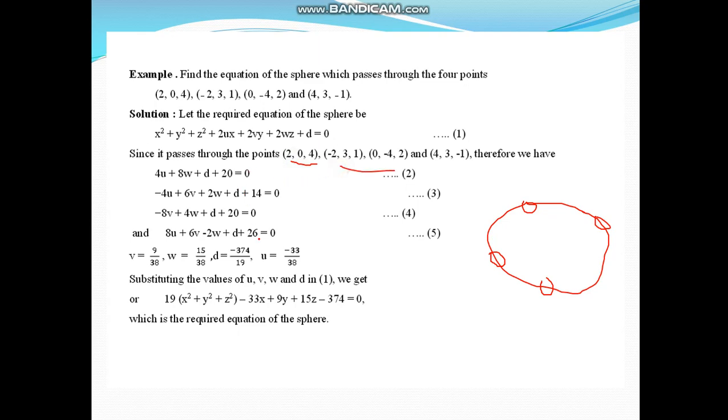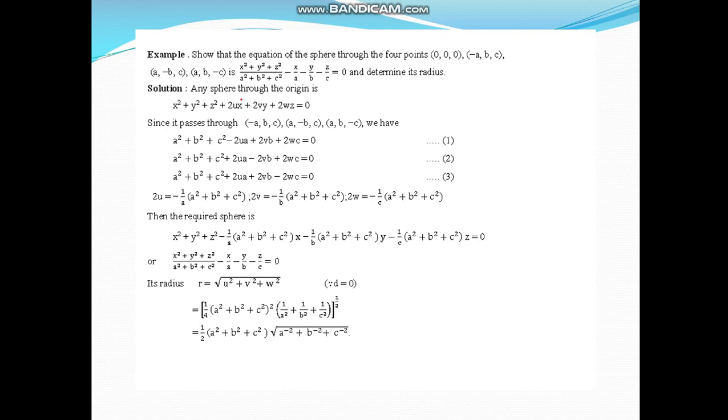You will get these 4 equations, and you can solve these 4 equations simultaneously to find value of u, v, w and d. Substitute all these values of u, v, w and d in equation 1. So we get required equation of sphere. Now next similar problem. Show that the equation of sphere passing through these 4 points is this, and also we have to determine radius.